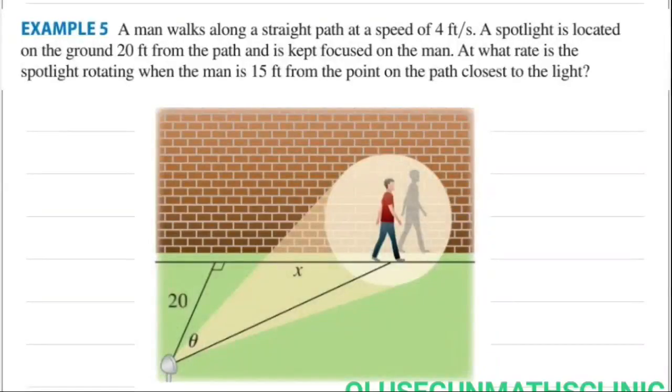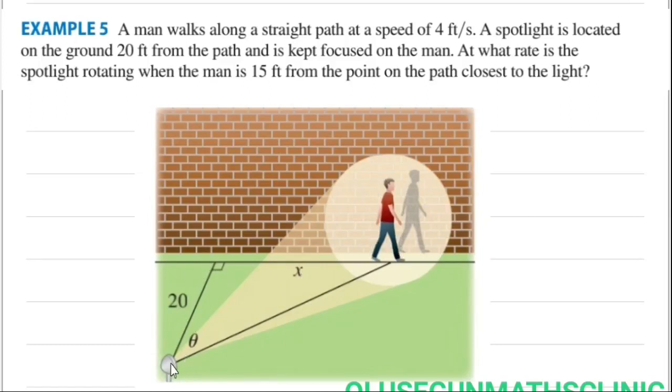A man walks along a straight path, and this is number 5, at a speed of 4 feet per second. A spotlight is located on the ground 20 feet from the path and is kept focused on the man. At what rate is the spotlight rotating when the man is 15 feet from the point on the path closer to the light? This is the man.